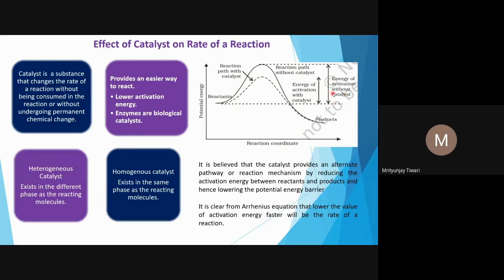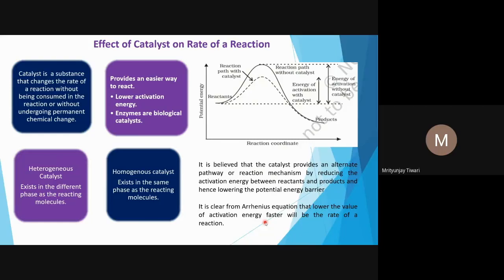What we see is that the energy of activation decreases. So it is believed that the catalyst provides an alternative pathway or reaction mechanism by reducing the activation energy between reactants and products, hence lowering the potential energy barrier. So it lowers the potential energy barrier by following an alternative pathway, and so the reaction rate increases. It is clear from the Arrhenius equation that the lower the value of activation energy, the faster the rate of a reaction. The Arrhenius equation, we know, is rate constant k equal to A e to the power minus Ea divided by RT.